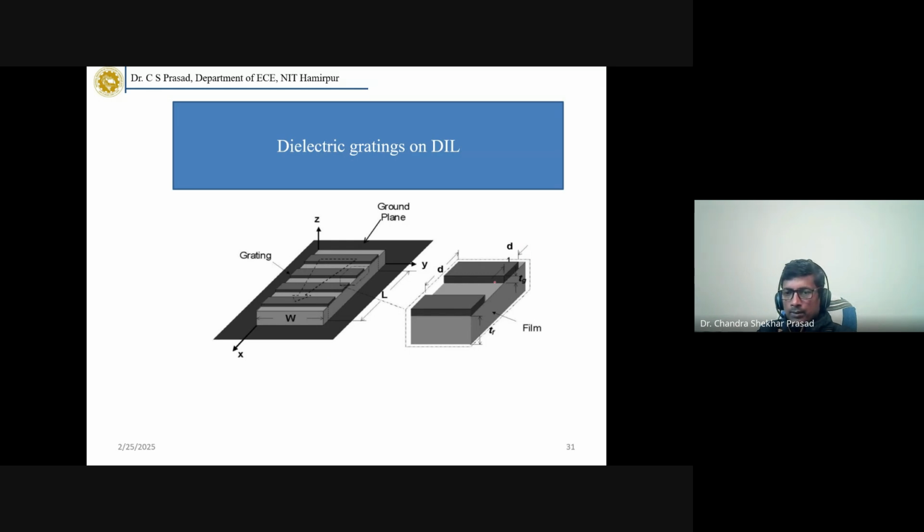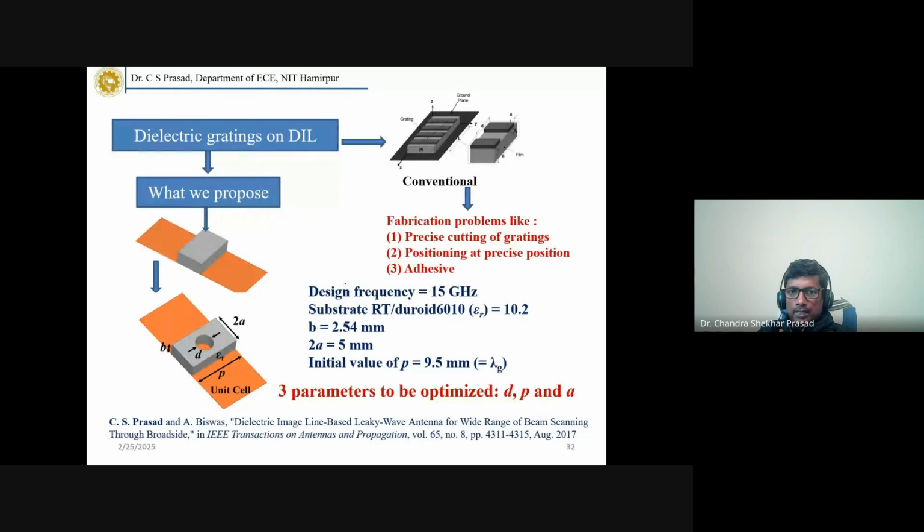Similarly, you can put this perturbation, instead of metal, you can put some other dielectric. That means you can load with another dielectric and get a similar effect. But if you are putting some other dielectric, there are challenges: precise cutting of the gratings, positioning at a precise position, and then we have to stick them. So you have to use some adhesive, and this may not be perfect.